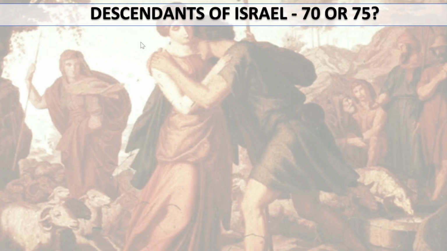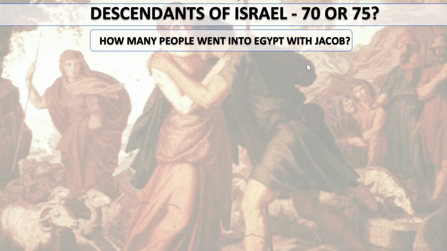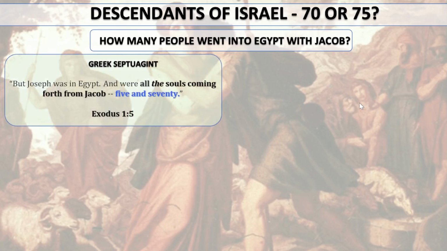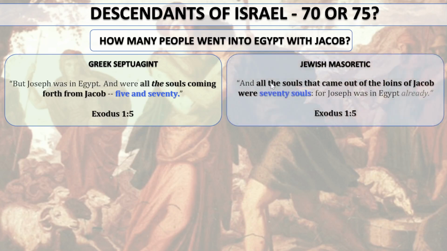All right, so now let's take a look at the descendants of Israel. Is it 70 or 75? Okay, how many people went into Egypt with Jacob? All right, so the Greek Septuagint is going to give us this number, 5 and 70, 75 people. Now pay attention, all the souls coming forth from Jacob. It's very important. All right, Jewish Masoretic says all the souls that came out of the loins of Jacob were 70 souls. So this is actually a big problem.